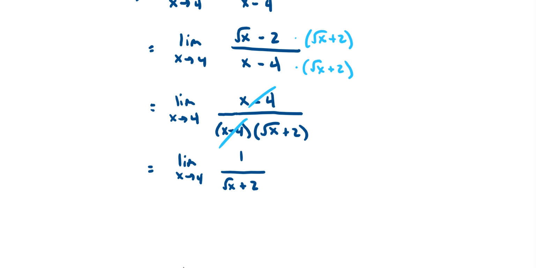Now we can apply direct substitution. 1 over the square root of 4 plus 2. 1 over 2 plus 2. That gives us 1 over 4.